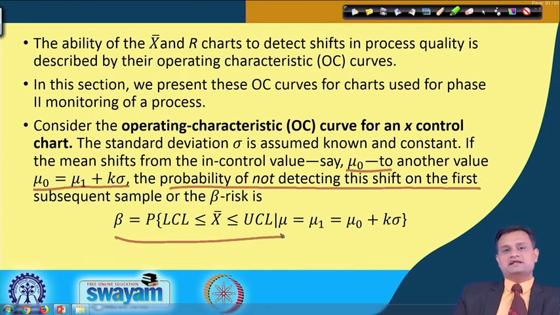Again, I would like to remind you that a jury is hearing a case and there is a person who is guilty. So obviously he must be punished, but based on whatever evidence they have, they conclude that the person who is really guilty is innocent. So in this case, I am making a type 2 error, that is beta.